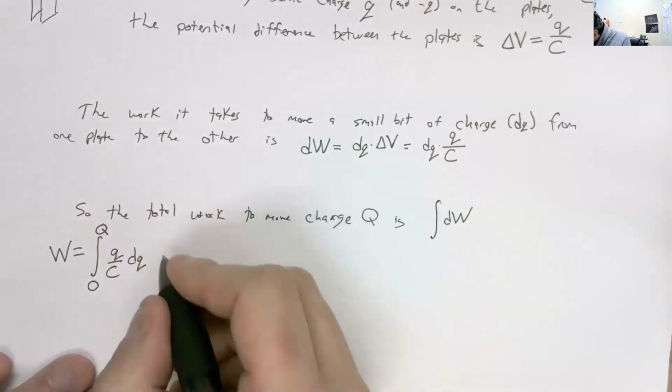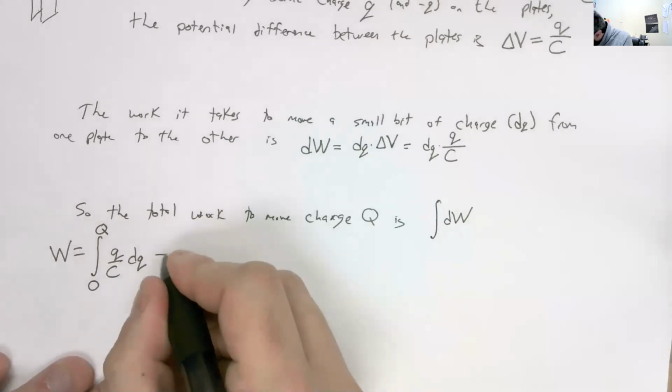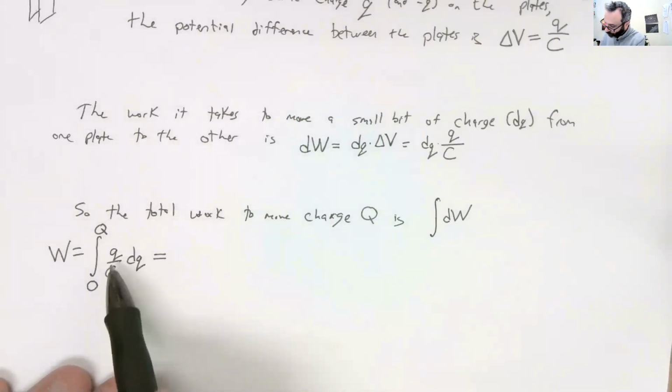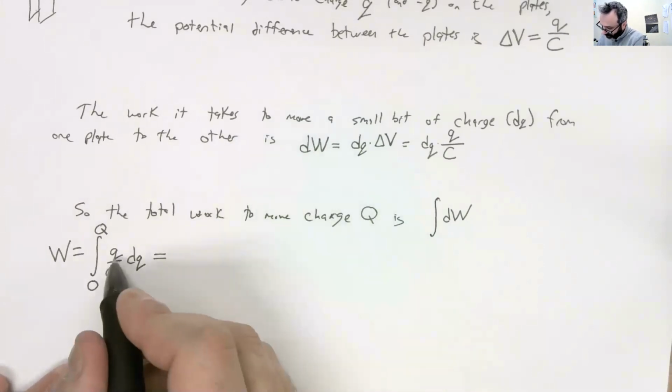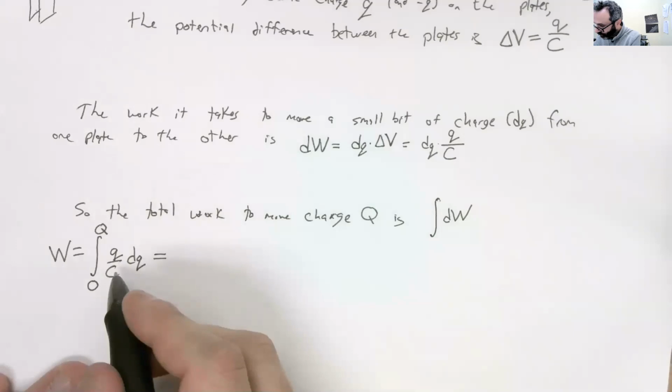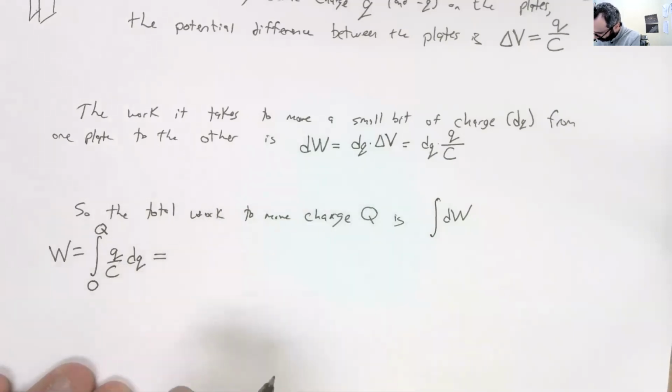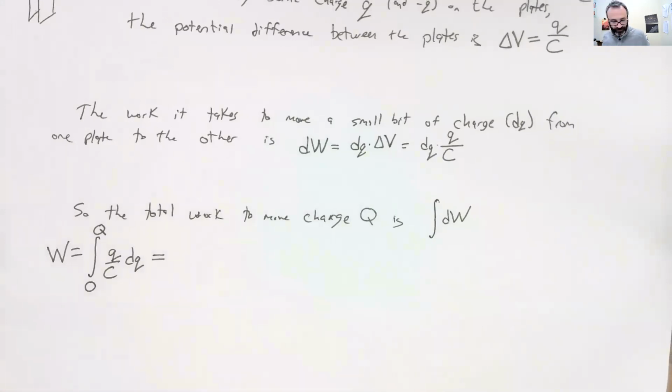So now we can do the integral, and I hope you can do this integral, right? If we're integrating Q dq, capacitance is a constant. What's the integral of just Q dq? Or x dx, if it helps you to think of it like that.